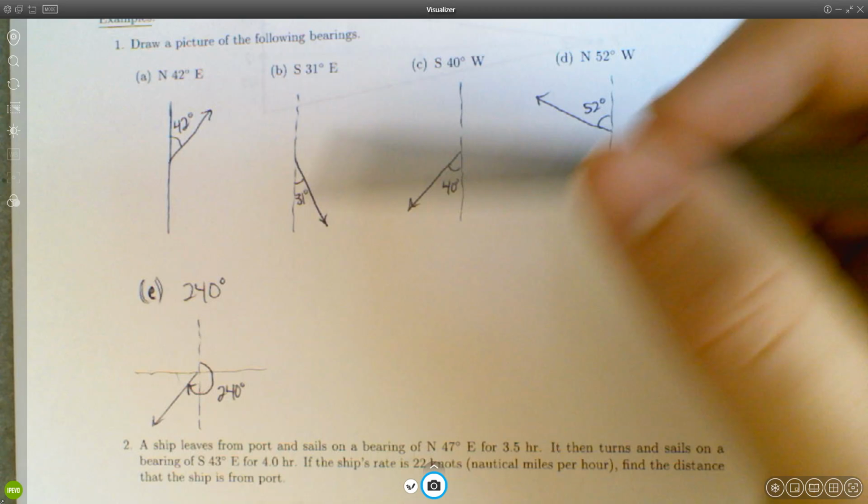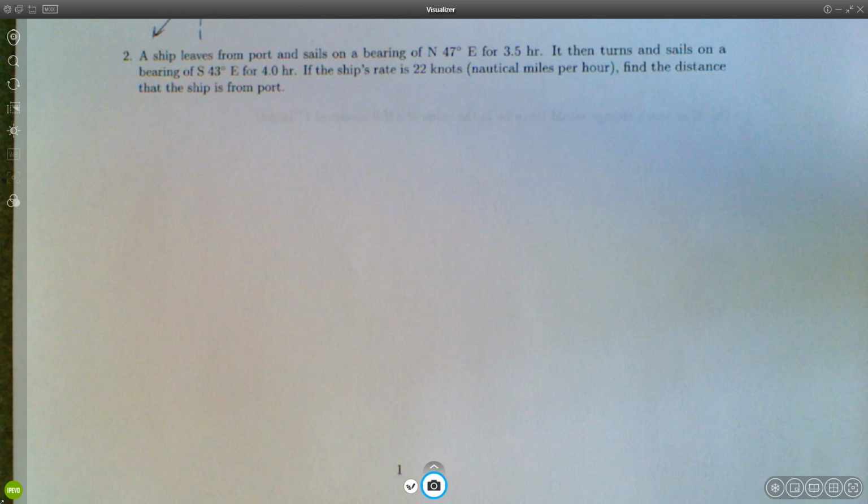It says, a ship leaves from port and sails on a bearing of north 47 degrees east for 3.5 hours. It then turns and sails on a bearing of south 43 degrees east for 4 hours. If the ship's rate is 22 knots, that's nautical miles per hour, find the distance that the ship is from port.